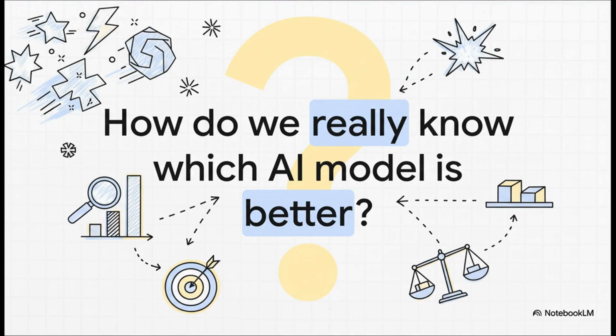You've seen it, right? Every single week, there's a new model that drops, claiming to be the absolute best, the fastest, the smartest. It really feels like the Wild West out there. So, the big question we're tackling here is, with all that marketing hype, how do we cut through the noise and figure out which AI model is actually better?